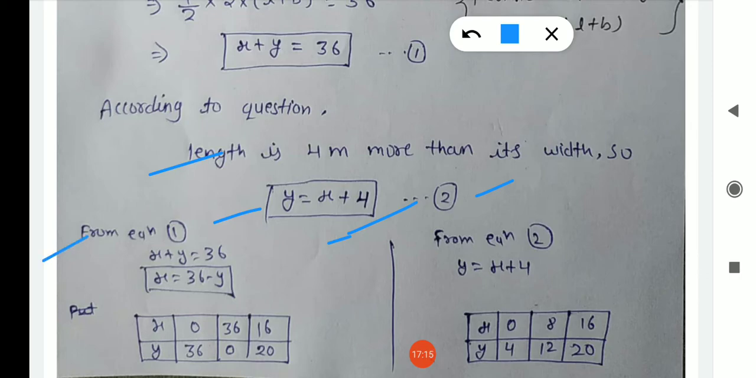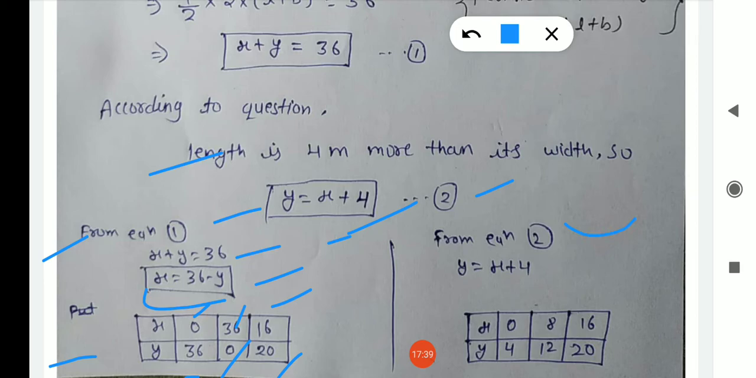Now from equation first, x plus y equal 36, so x equal 36 minus y. Now again we put value of y, we get value of x. So if we put y equal 36, so 36 minus 36, what we get? 0. Now we put y equal 0, so x equal 36. Now we put x equal 20, so what we get? 36 minus 20, we get x equal 16.